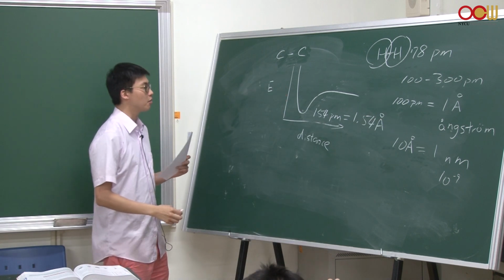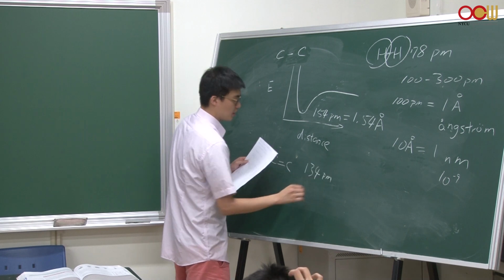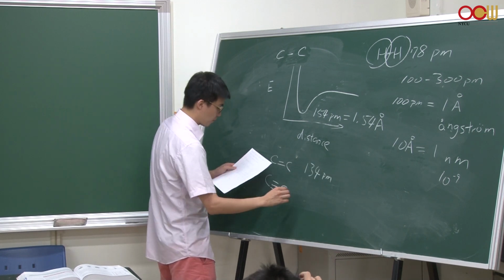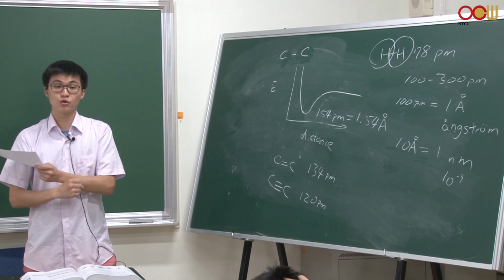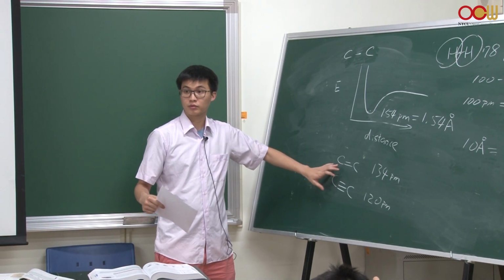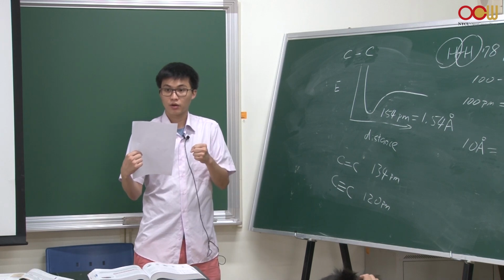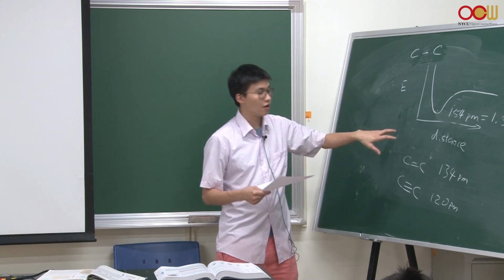So what about a double bond? They're a little bit closer. This bond becomes a little bit stronger. It becomes 134 picometer. And for an alkyne, a triple bond, they become closer and closer. That has to do with the increase in their orbital overlap, and they have to be closer, otherwise they might fall apart. This is just to put their bond lengths in perspective.